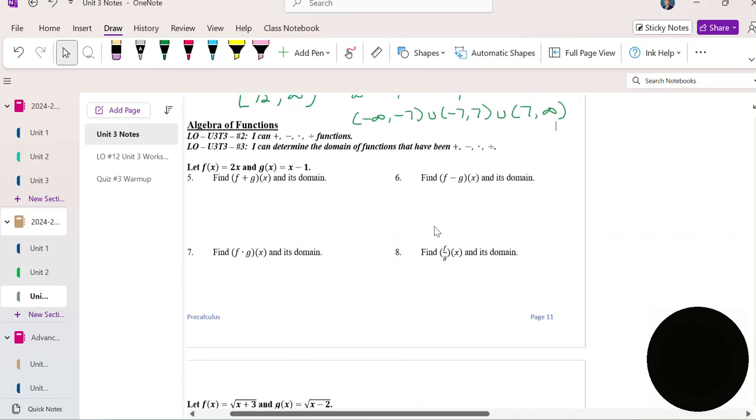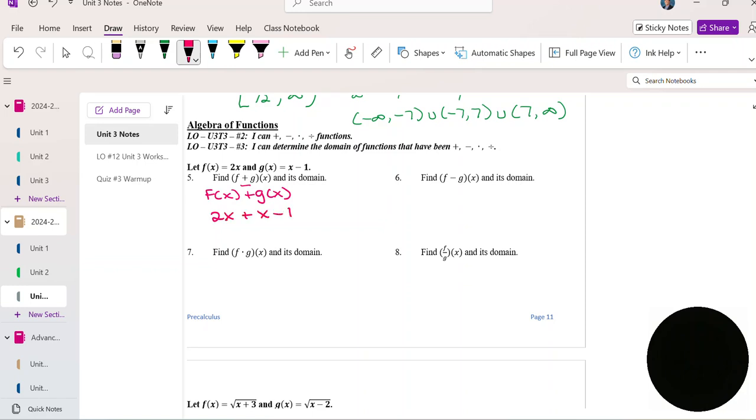All right, so now the algebra of functions, like combining them. This one means to add them. So we go f of x plus g of x. f of x is 2x, and g of x is x minus 1. So basically, it's going to be 3x minus 1. That is f plus g of x. And the domain for this is all real numbers.